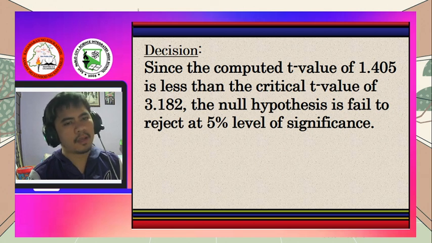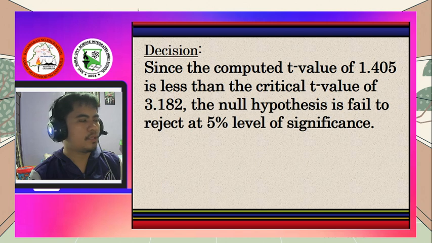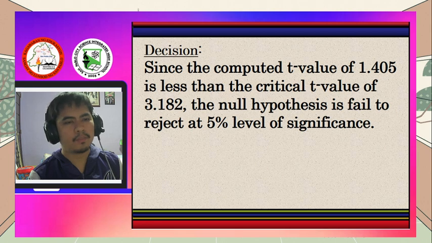And since we fail to reject the null hypothesis, meaning there is no significant relationship between our dependent and independent variables. And because there is no significant relationship, we cannot do the regression analysis.